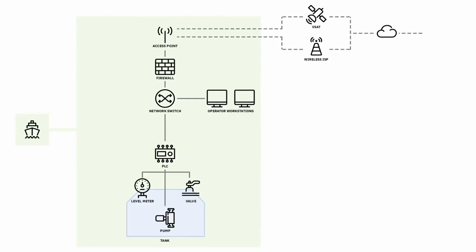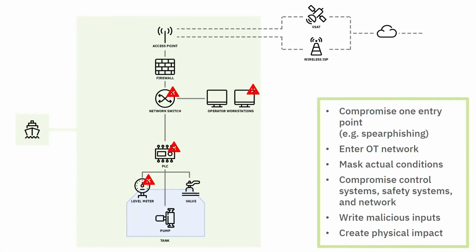Okay, so we've got a level meter, a valve and a pump, connected to a typical OT system with workstations, a PLC, a firewall, and then there is a VSAT connection depending on if the FSU is traveling, or a wireless ISP if it's alongside a port, all right? So very, very simple, makes a lot of sense. Now, if you think about a potential attack, it would roughly look like this, okay?